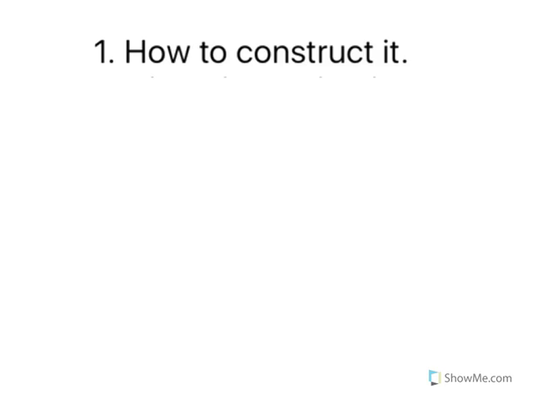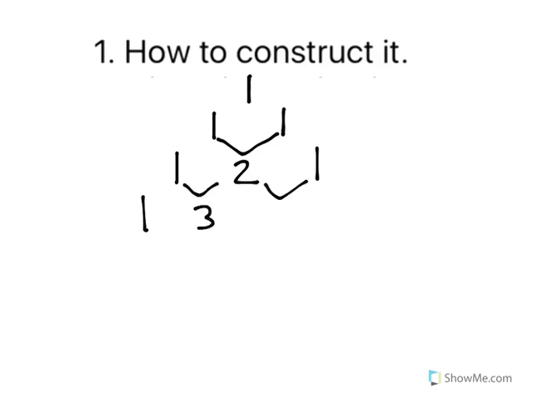Well, it starts with a 1 at the top. And then the next line will start with a 1, nothing in the middle, and then end with a 1. Now continuing, you start with a 1, and then you do 1 plus 1, which is 2, and then you end with a 1. So you add the two numbers above it. Start with a 1, 1 plus 2 is 3, 2 plus 1 is 3, end with a 1.